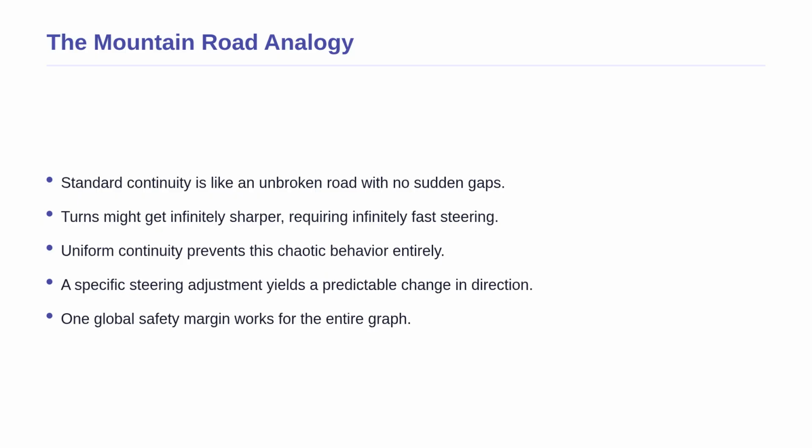Uniform continuity is a much stricter rule. It guarantees that the road never gets infinitely tricky to navigate. You do not need to constantly recalculate your safety margins at every single mile marker, because one global safety margin works for the whole journey.